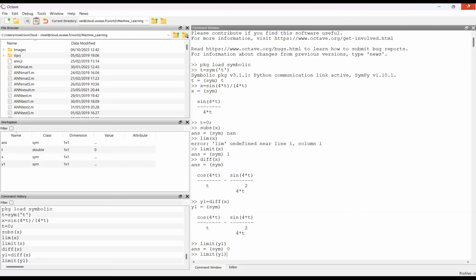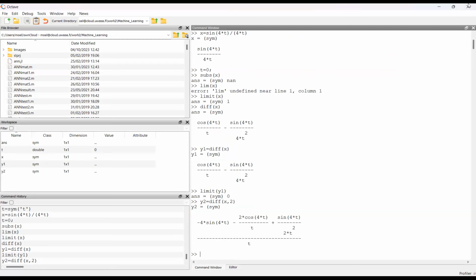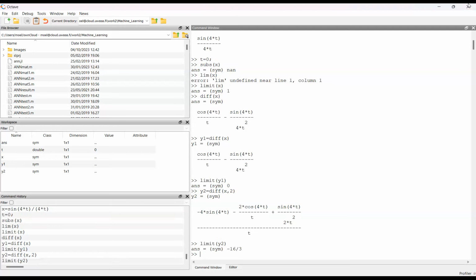Okay, if you want to take the second differentiation, you can take the differentiation of y1, or simply you can say y2 equals diff of x comma 2. It means that you take the double differentiation of x. Now, if you take the limit of y2, it gives you -16 over 3. Okay, so actually one should try it again, because with symbolic tools, when you take the limit, sometimes it gives wrong answers. So this is the reason that I show it here. Don't take the solutions from the symbolic package for granted as 100% correct.